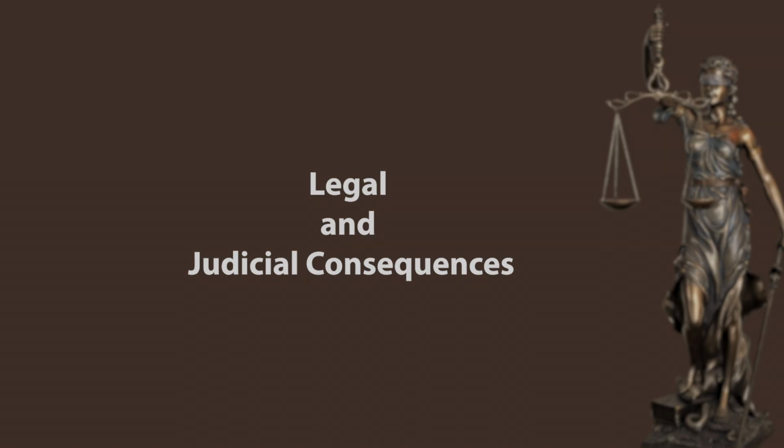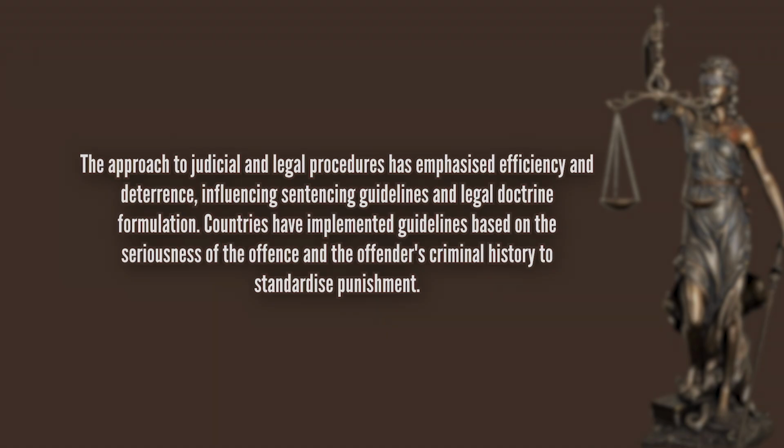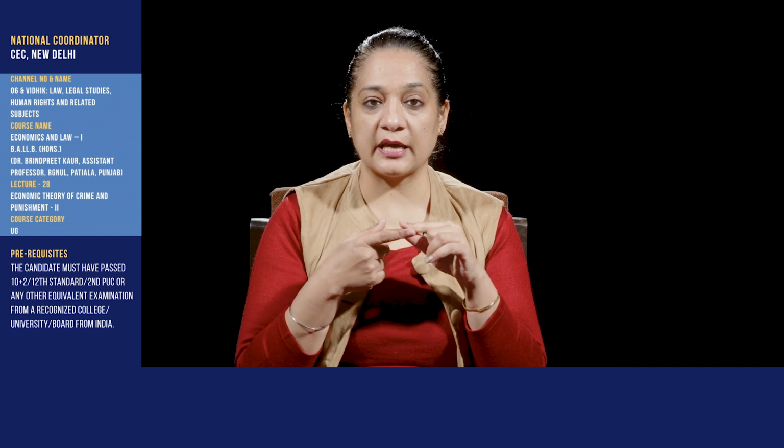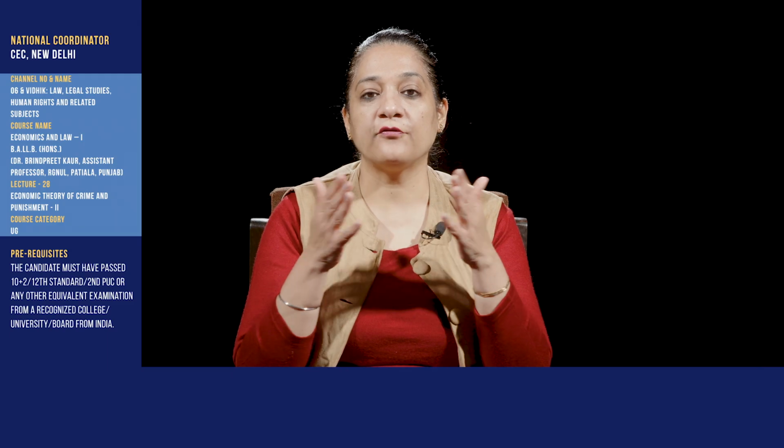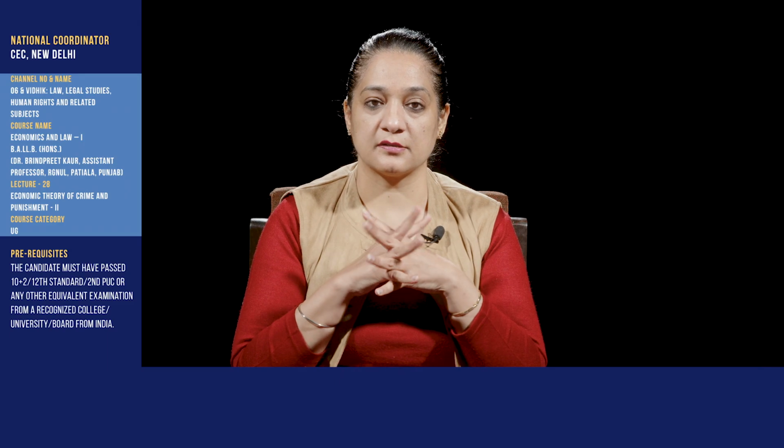Further, legal and judicial consequences. The approach to judicial and legal procedures has emphasized efficiency and deterrence, influencing sentencing guidelines and legal doctrine formulation. Countries have implemented guidelines based on the seriousness of the offense and the offender's criminal history to standardize punishment. These guidelines aim to strike a balance between deterrence and proportionality, often influenced by economic concerns.